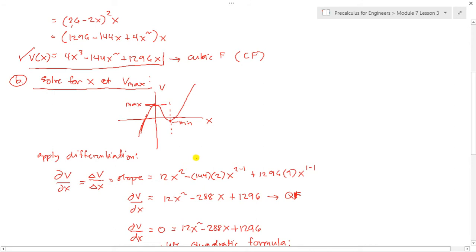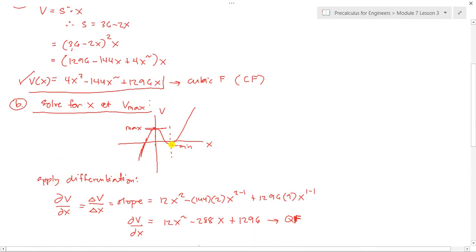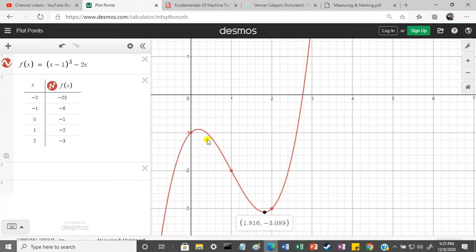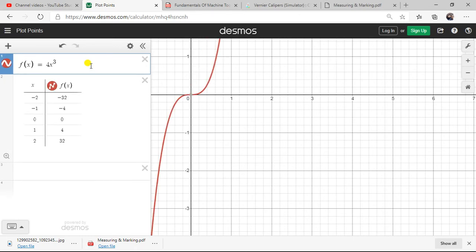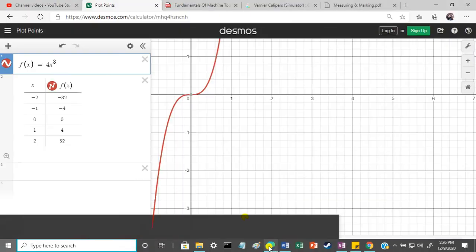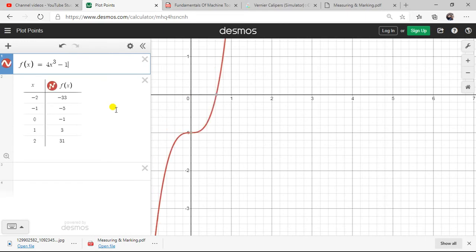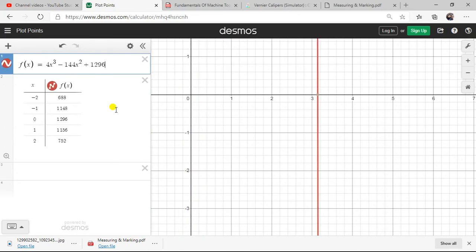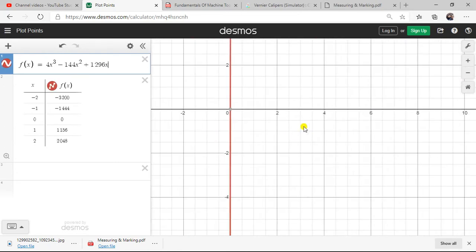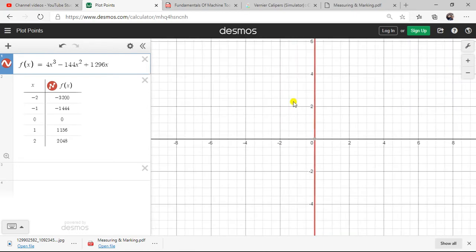If we are going to verify this, we can graph it. Since it is a cubic function, we will see the maximum and minimum points. So let's graph this: 4x cubed minus 144x squared plus 1296x. You can see, and we zoom out.